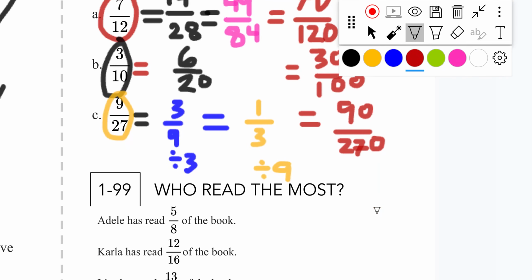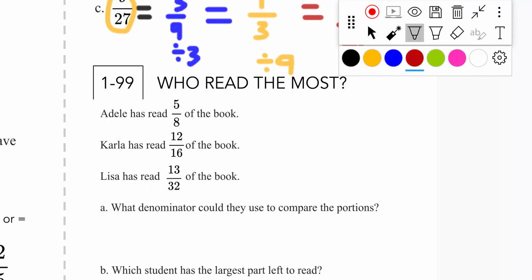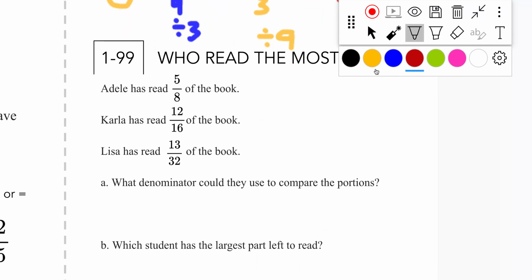All right, I think you did really good on that one. Okay, last one is number 99. The only thing I want to mention about number 99 is, what if you have 3 different denominators? What do you do? What happens if you have 3 different denominators? Let's talk about this one very quickly, okay?